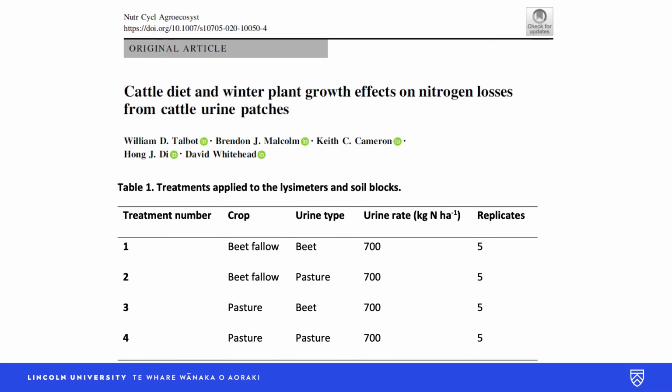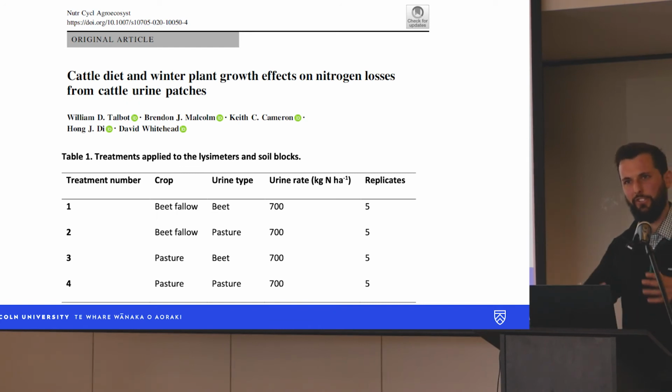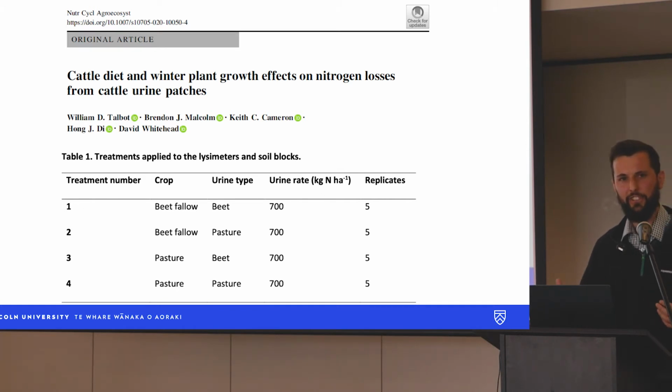So in the first year, we looked at different crop and urine types. We published a paper on nutrient cycling in agroecosystems, looking at cattle diet and winter plant growth effects on nitrogen losses. So we had two crops. We had fodder beet soil, then we pulled the fodder beet out with simulated grazing as would be on the farm. So it was bare fallow soil, which then had urine applied. We also had pasture, which had urine applied as well. We applied urine at 700 kg of nitrogen per hectare, like a typical cattle urine patch.